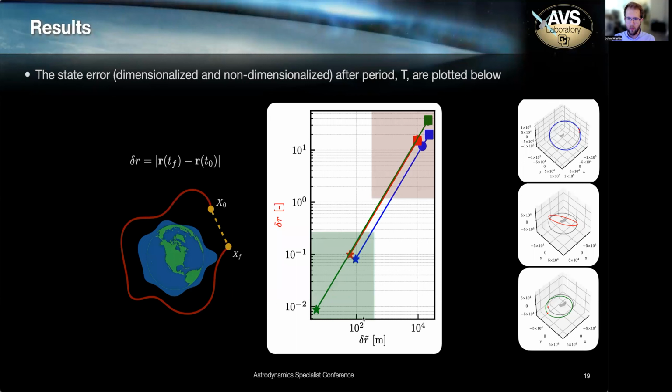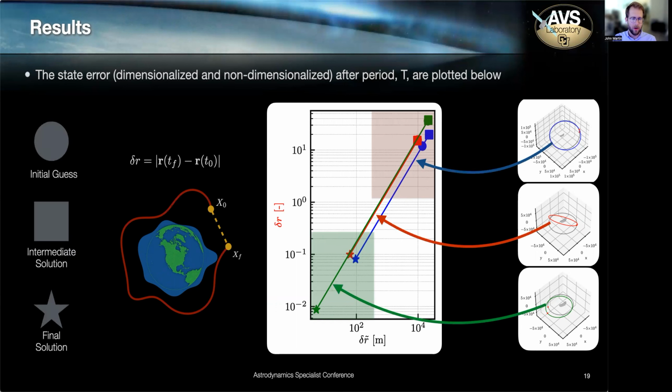Well, in this plot, we're looking at the difference between the final state and the initial state of the initial guesses and of the solutions. That's represented here on the x-axis. Each orbit corresponds to a different line on this plot, the blue and the red. The circle markers correspond to the initial guess, the non-periodic solution, and the star markers represent the converged solution. Now what you see is that the initial guesses are not periodic on the order of tens of kilometers.